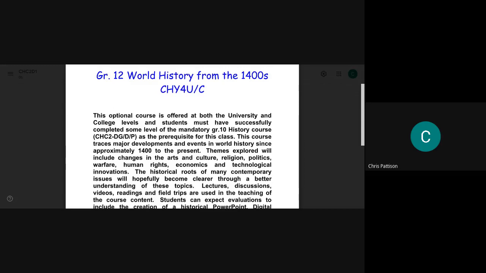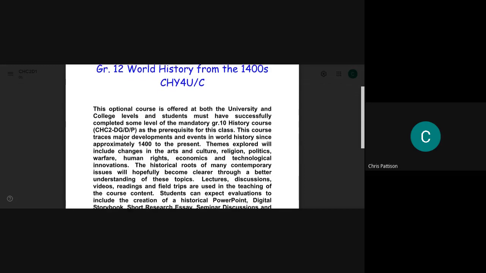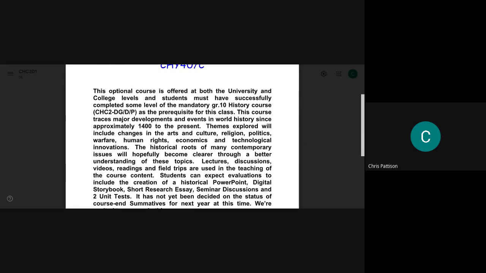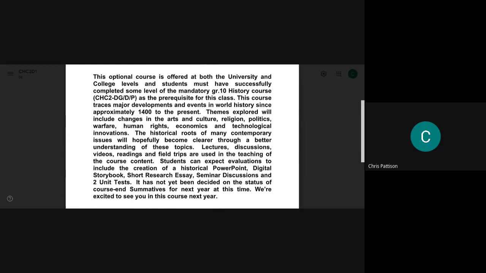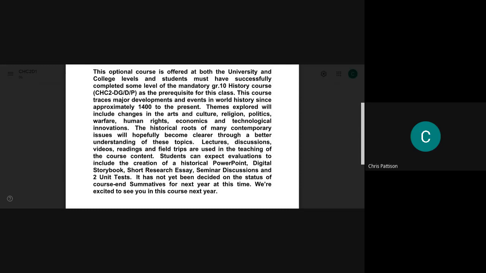This course traces major developments and events in world history since approximately the year 1400 to the present. Themes explored will include changes in the arts and culture, religion, politics, warfare, human rights, economics, and technological innovations. The historical roots of many contemporary issues will hopefully become clearer through a better understanding of these topics.